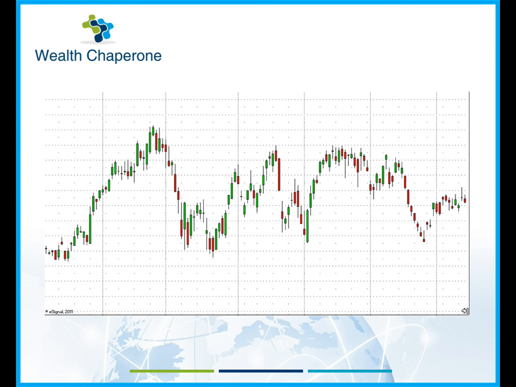Here is an example of resistance on a real chart. You'll notice as the price returned to that level, it was not able to go any higher. And here is support again. The price rallied when it got to that level the second time.